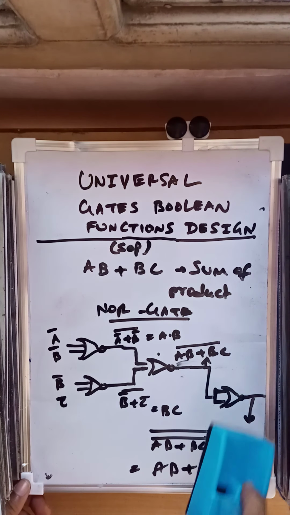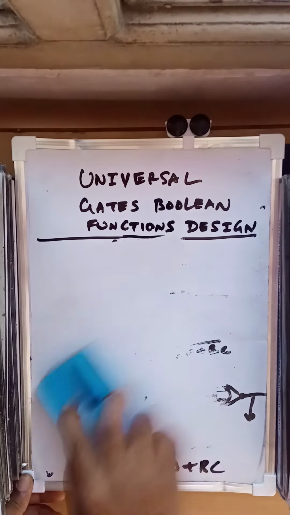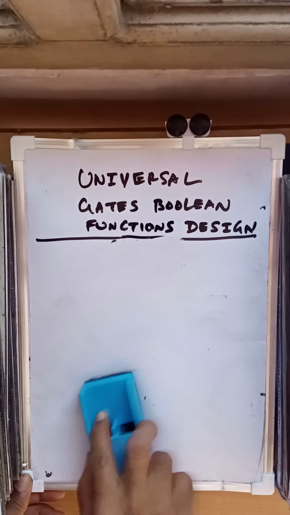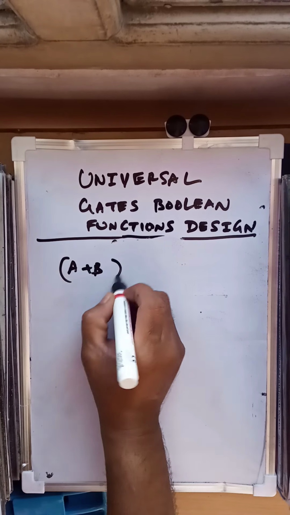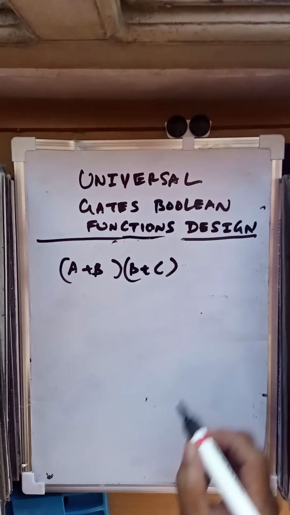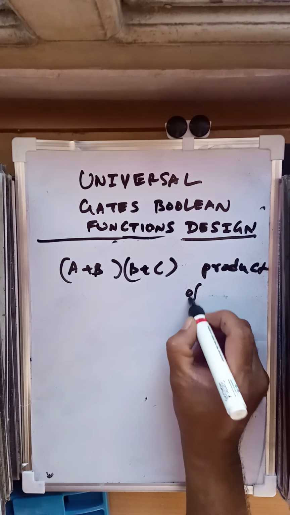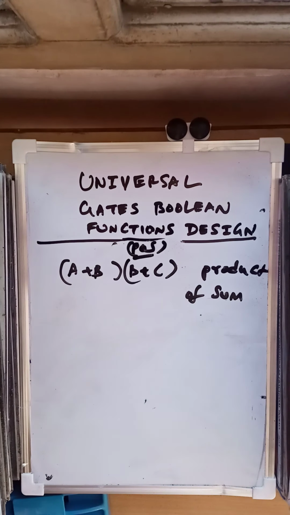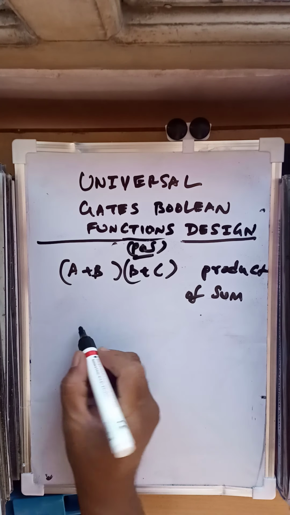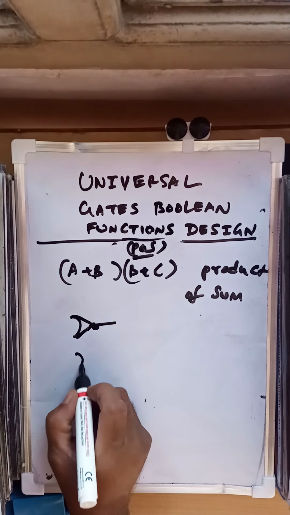Next. Next is POS, product of sums. That means A plus B, B plus C. That means POS, product of sums. POS can be easily implemented with NOR gates. By using two NOR gates, we can easily implement it because they have the same functionality.